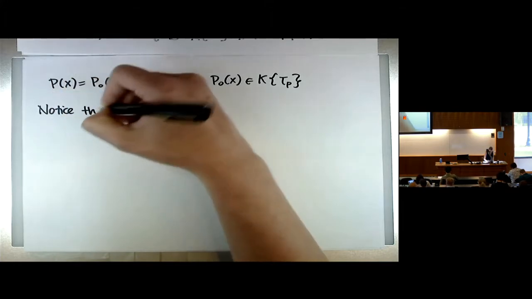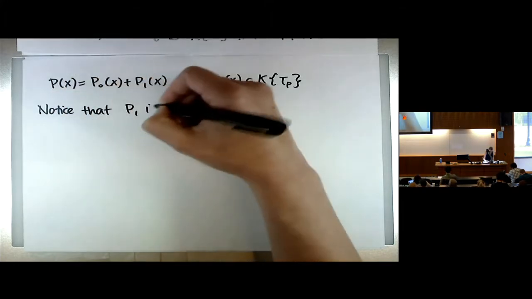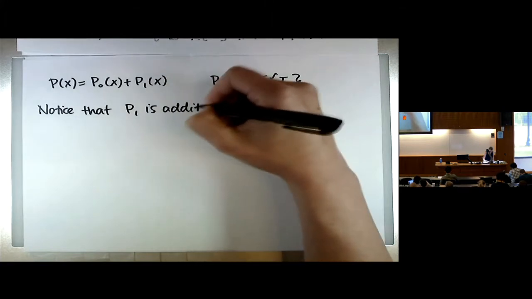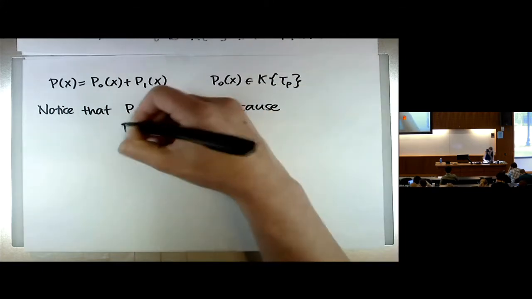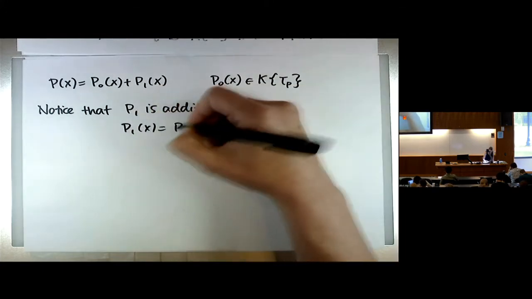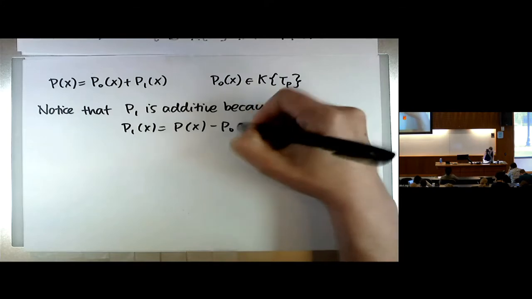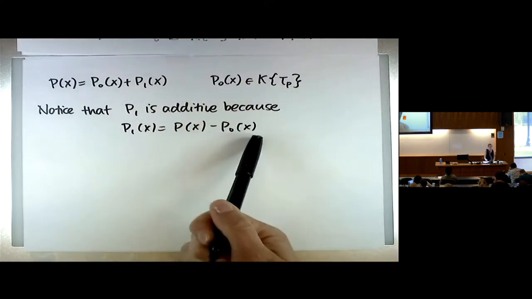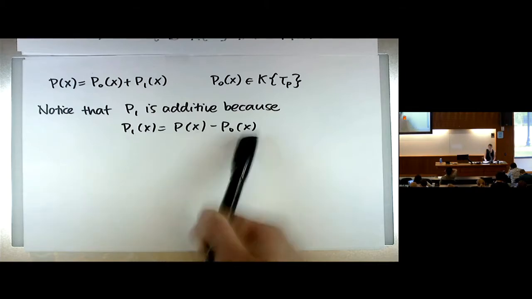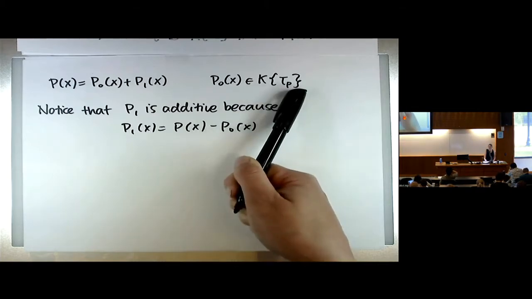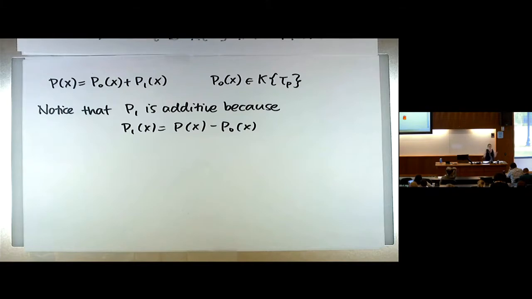And notice that P1 is additive itself, because P1 of X is P of X minus P naught of X. And these two polynomials are additive, right? This one is additive by assumption, and this one is additive from being in this twisted polynomial ring. And if you work it out, the sum or difference of two additive polynomials is also additive. So I have an additive polynomial, right?